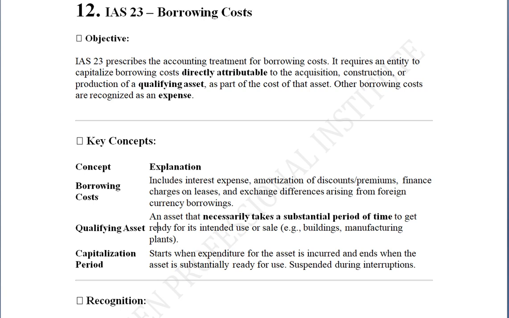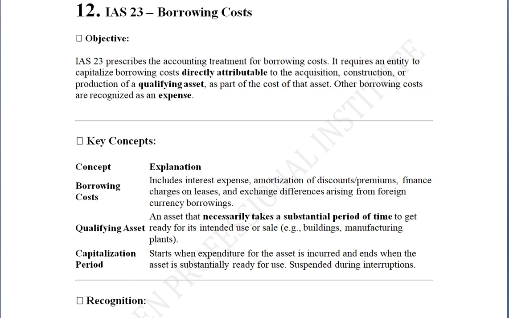Now, if you produce an asset today and you start using it today, it does not qualify as a qualifying asset. If you construct a building today, maybe under 2-3 months, it takes you time to construct the building and you are using it for your office, that is not a qualifying asset.